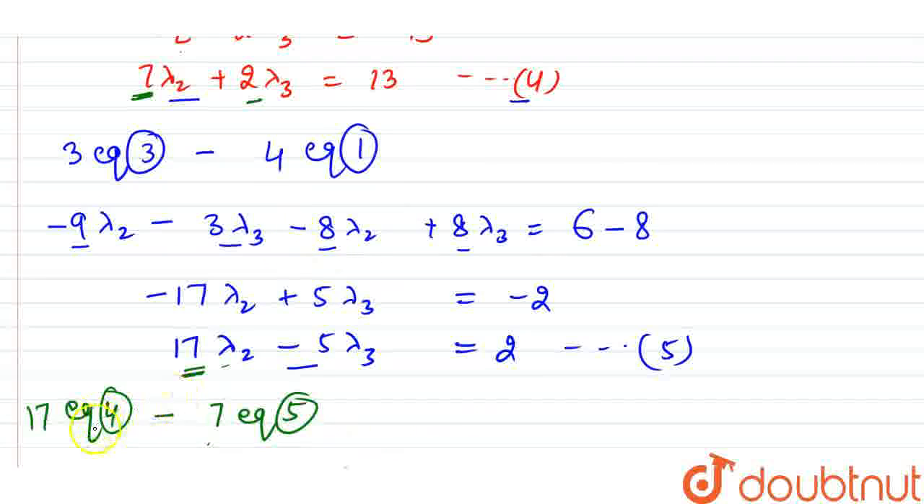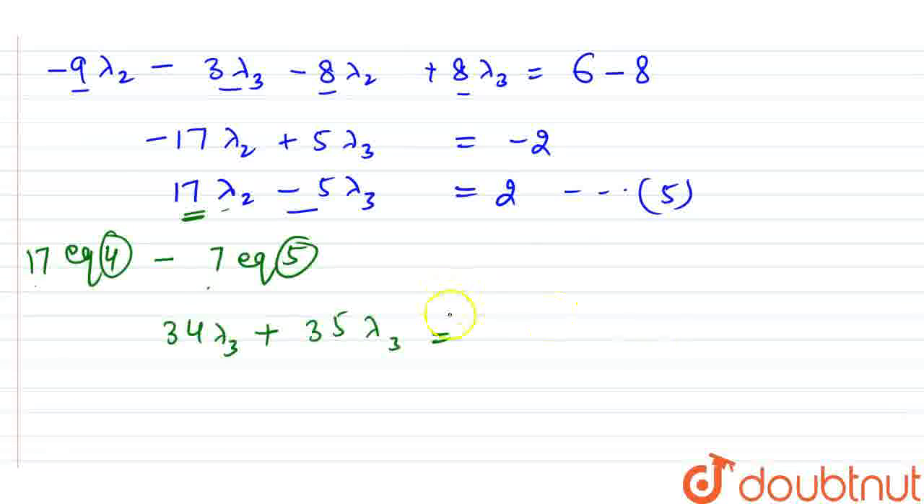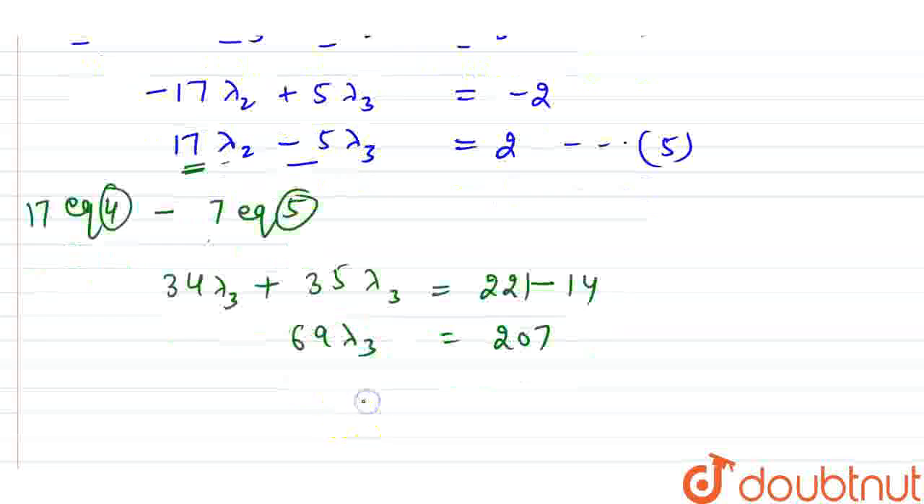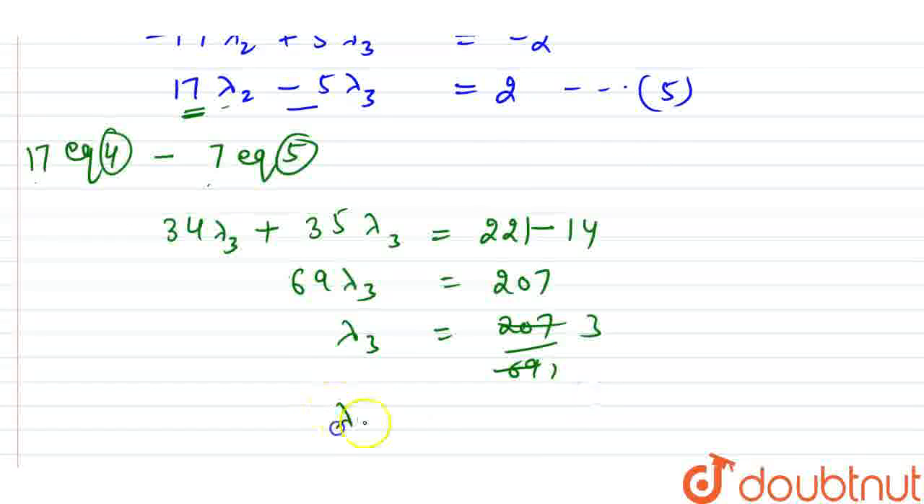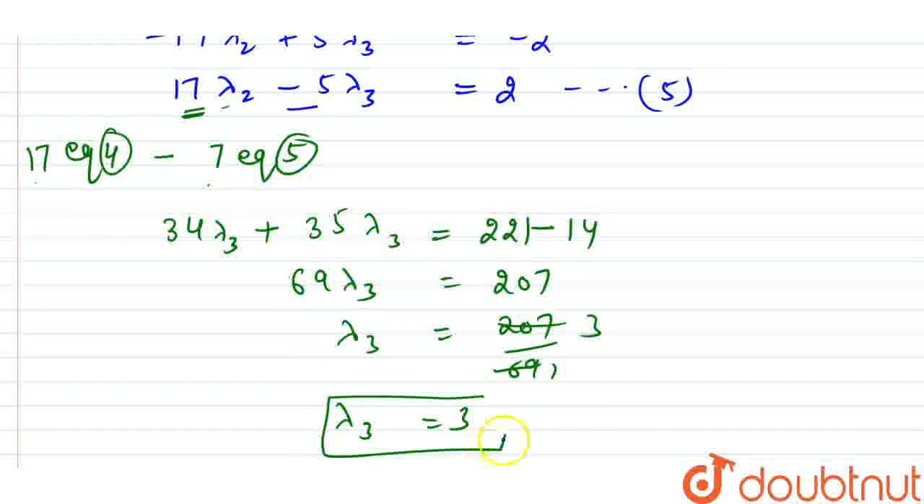In the RHS, 17 times 13, this will be 221, and minus 7 times 2, that is 14. So this is 207, and this is 69 lambda 3. So from here, lambda 3 will be 207 by 69, and this will be 69 times 1 and 2. So lambda 3 is 3.